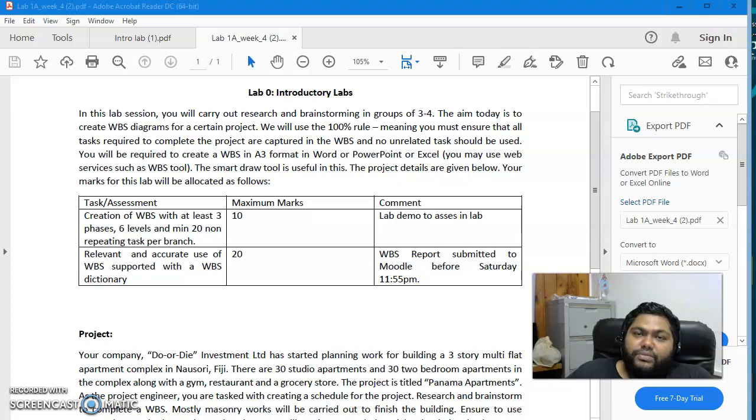In order to do that, you must research and brainstorm as a group to complete our work breakdown structure. We have to ensure we use appropriate methods to estimate durations, and we also need to research the sub-level tasks involved. And if other details are not given, your group can assume them. So the task that we carried out in the lab was to create a work breakdown structure with at least 3 phases, 6 levels, and minimum 20 non-repeating tasks per branch.